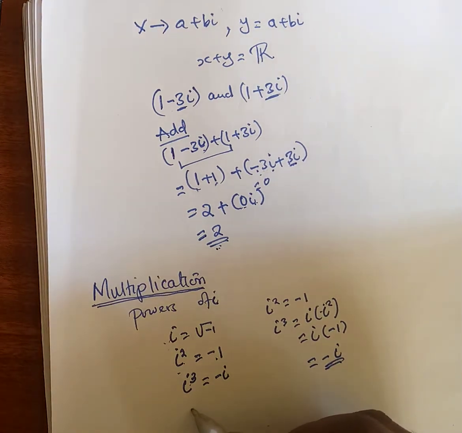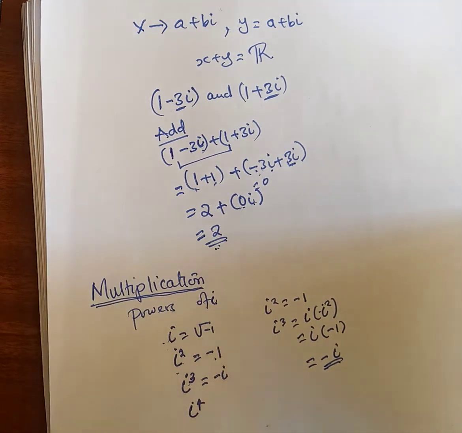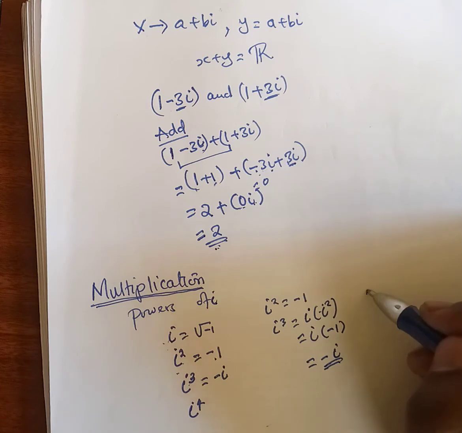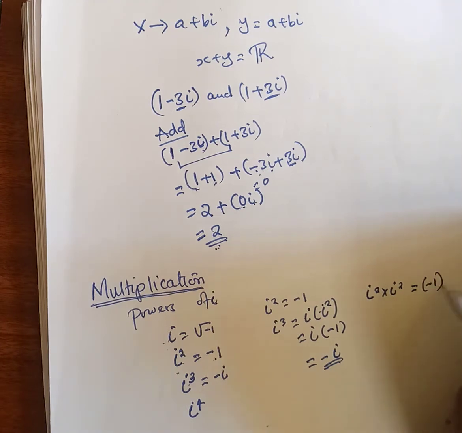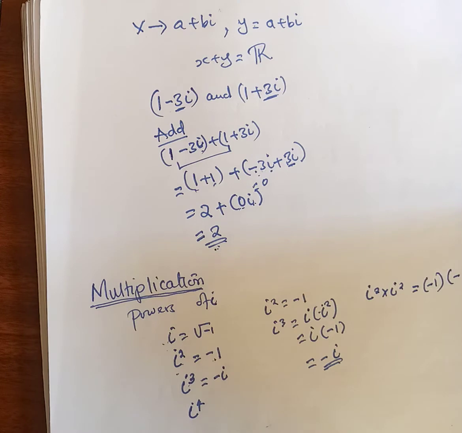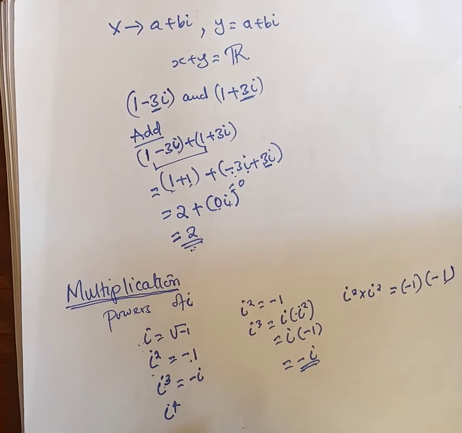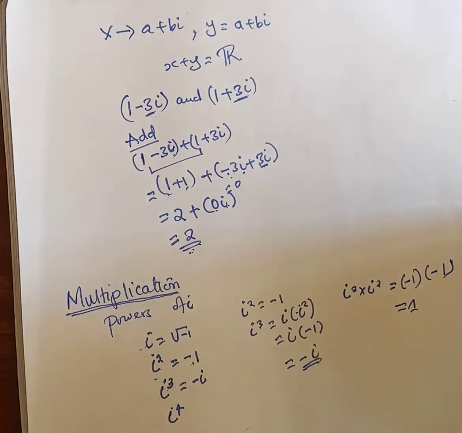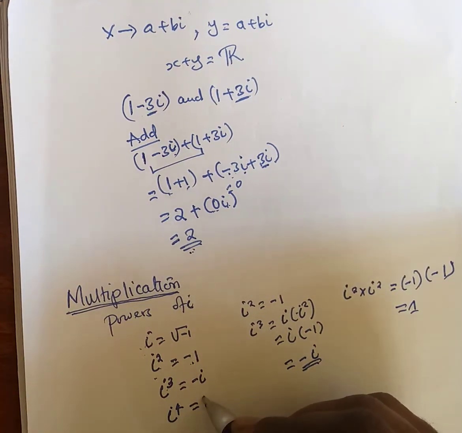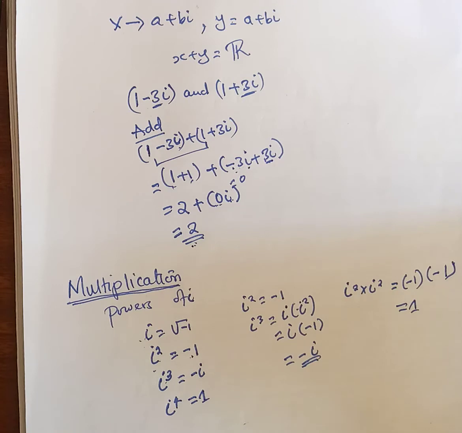Then finally I'll have i to the power 4, which is equivalent to taking i squared times i squared. So this will be simply negative 1 times negative 1, which will give me 1, because it will be negative 1 squared. Therefore, i to the power 4 is 1.